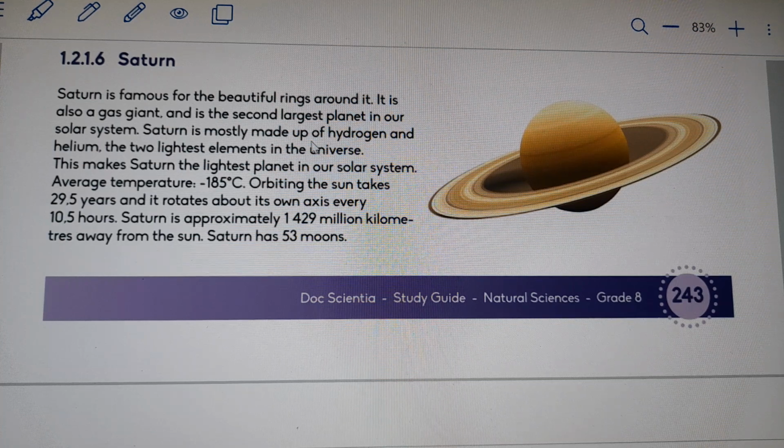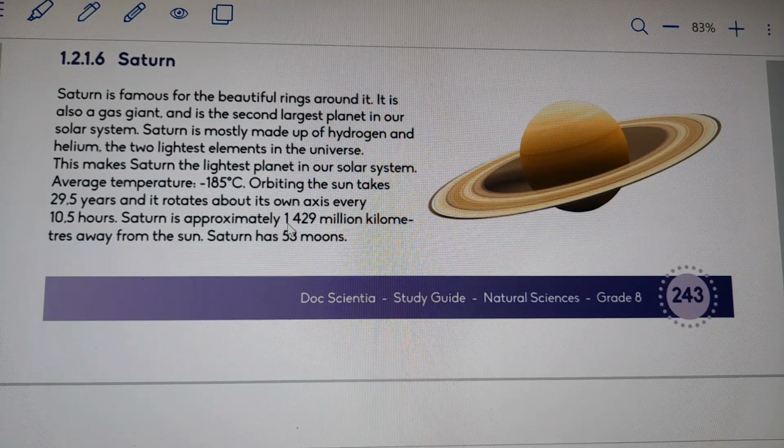Saturn is mostly made up of hydrogen and helium, the 2 lightest elements in the universe. Okay, because hydrogen is number 1, helium is number 2. This makes Saturn the lightest planet in our solar system, and the average temperature is minus 185 degrees Celsius. Orbiting around the Sun takes 29.5 years. Wow, not even days, years. It rotates about its own axis every 10.5 hours. Okay, rotation about the axis is shorter, but to orbit the Sun, 29.5 years.